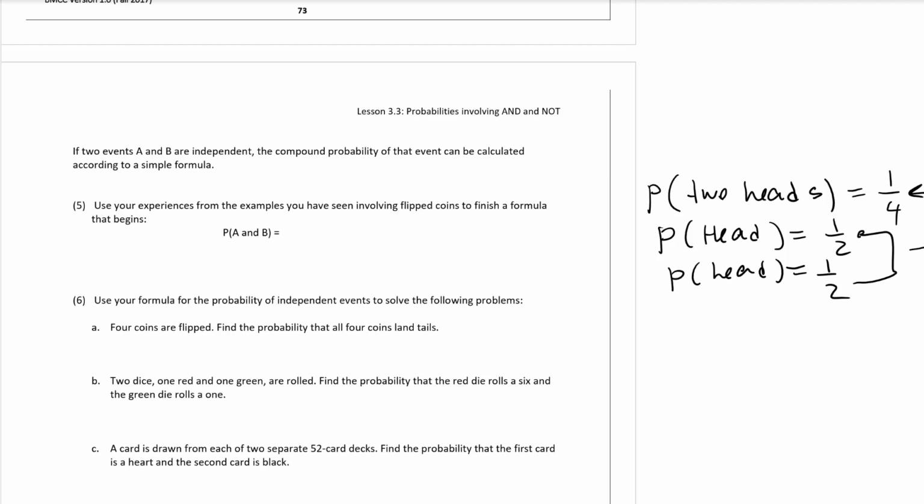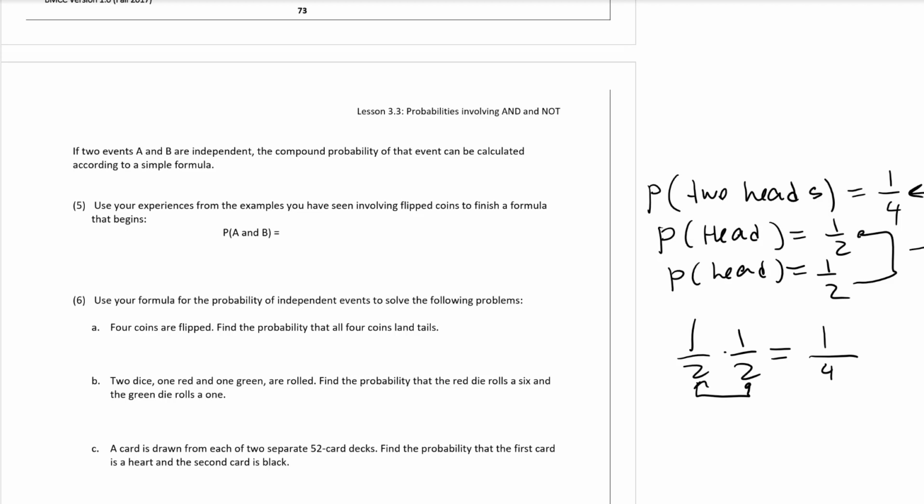If you check this out, when you do 1/2 multiplied by 1/2, when you multiply 2 times 2, that gives you the total number of possibilities: heads heads, heads tails, tails heads, tails tails. And 1 times 1 gives us 1 outcome, heads heads. So the multiplication will allow us to find the probability of what we call independent events. So this is something that we're going to use.